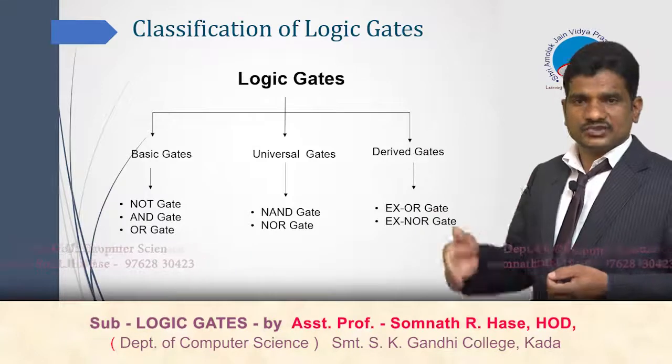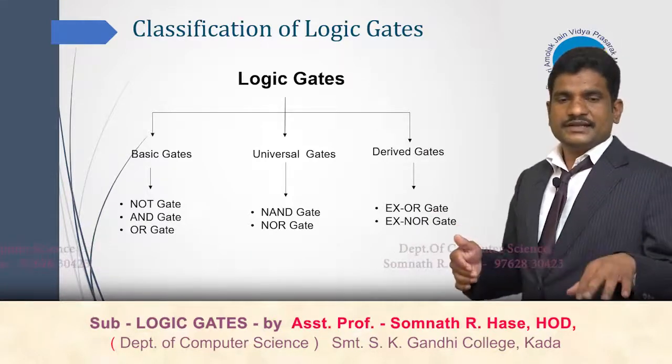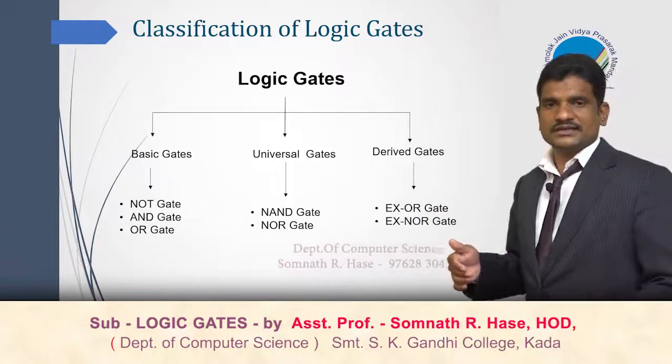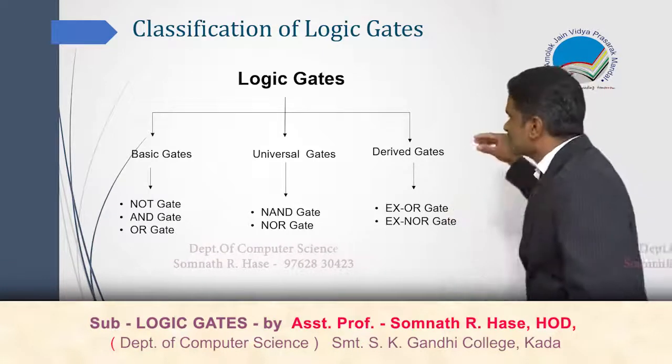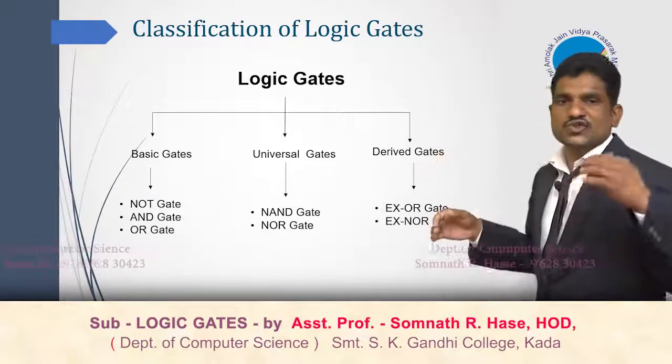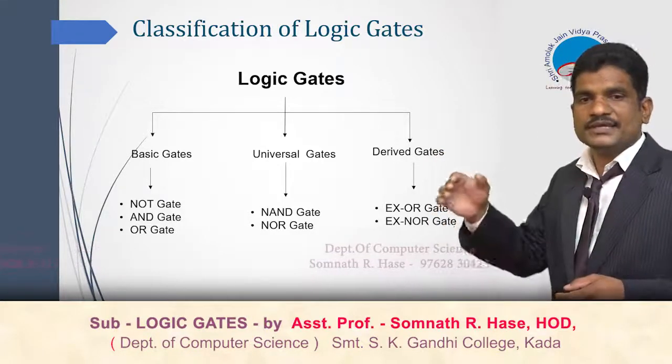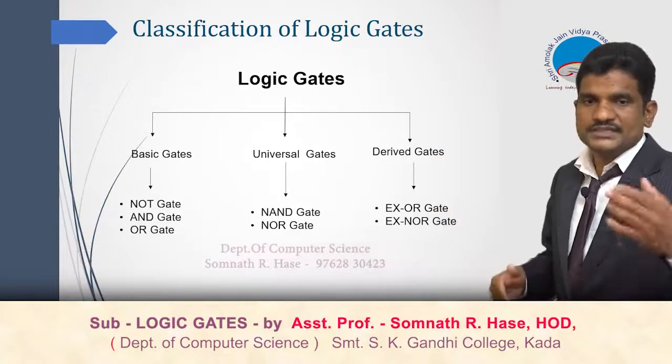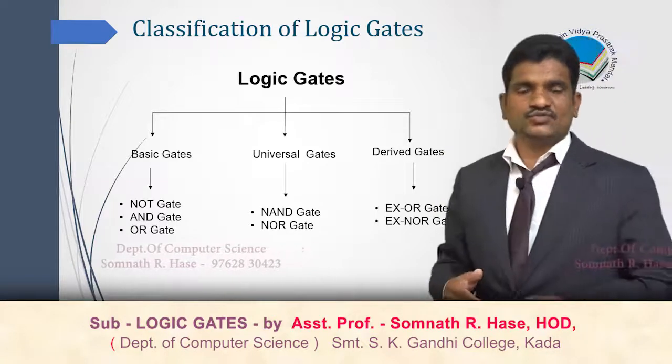Then after the universal gates, the next one is the derived gates. In derived gates, the XOR gate and XNOR gate are derived gates. The XNOR gate is the opposite of the XOR gate. So we will see details in the next few slides.